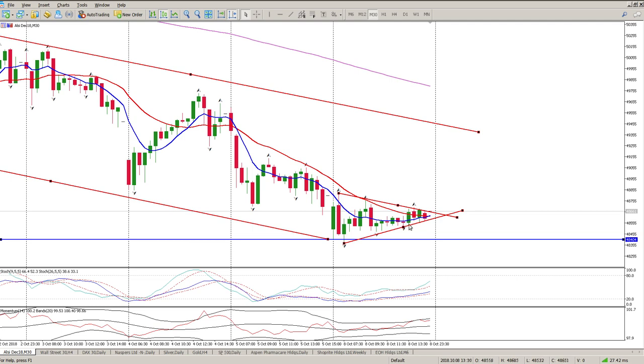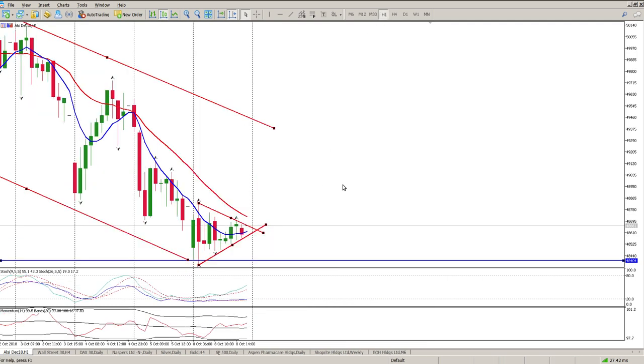Now, I'm still not convinced. There's nothing convincing here that's saying that we're moving to the upside. We do have quite a few inside bars here, but they're the wrong color for me. I would prefer to see red bars with green inside, rather than green bars with red inside. So right now it's really just a bit of confusion. So it's up, down, up, down, up, down. So consolidation, and that's exactly what's going on.